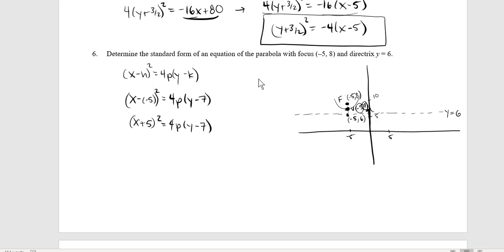We just need that p-value, which we have already. Remember, the p-value tells you how far to go from the vertex to get to your focus up here. We went one unit in the positive direction, from 7 to 8. So we know p is a positive 1. We're done. Plug in p equals positive 1. 4 times 1 is 4. Here is our equation.